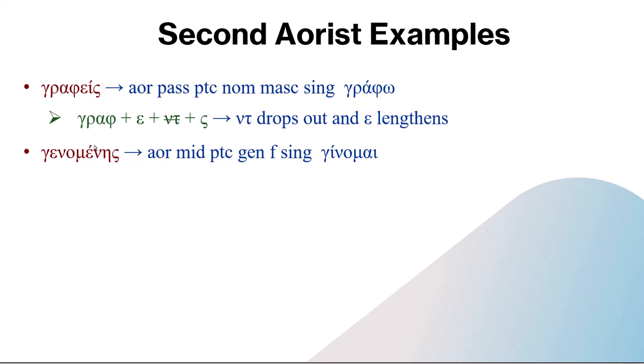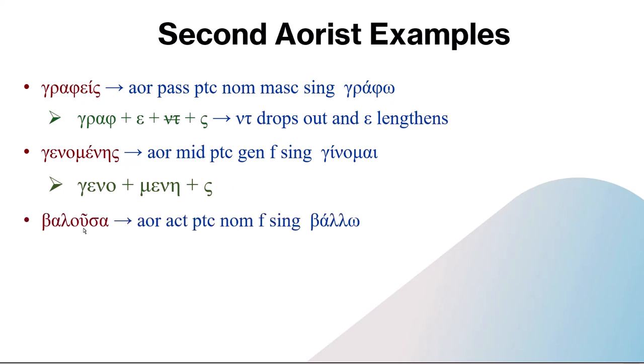We got that nice men, which is telling me middle. Gen is going to be my second aorist stem, and then ace is telling me that I'm looking at a genitive. So gena plus mene plus sigma, and you can think of ace as that genitive feminine singular ending. Balusa. So this comes from balo. Since one of the lambdas is dropped out, we know this is a second aorist stem. And then we see that we've got this usa, and it's an aorist active participle. This is going to be nominative feminine singular. This ending looks just like the present tense.